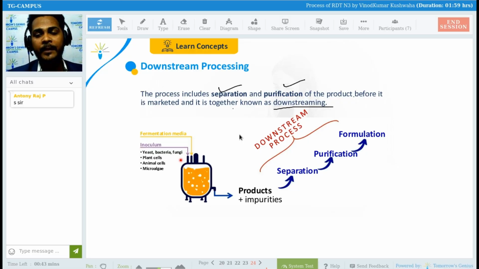Okay, now separation, purification, formulation take a lot of time. I mean to say, it is not included in your NEET syllabus, but still you should remember the meaning of downstream process: separation, purification and formulation. That is important for you.